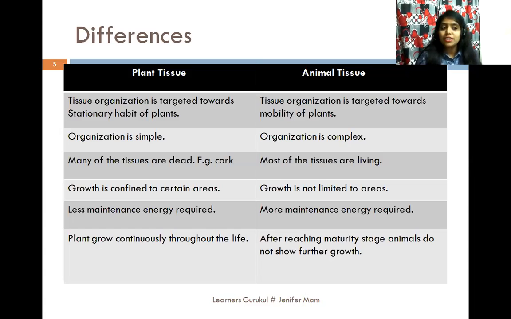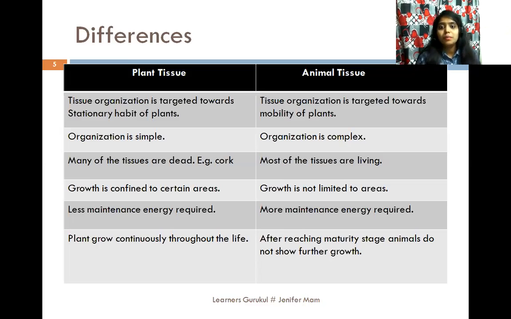In plant tissue the organization is very simple, but in animal tissue the organization is very complex. Here, many of the tissues are dead in plant tissue. If you see the bark or cork of a tree, it is composed fully of dead cells. But in animal tissue, mostly all the tissues are living. And in plant tissue, the growth is confined to certain areas.